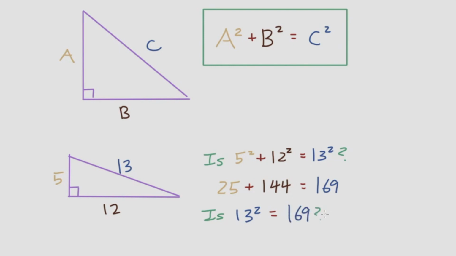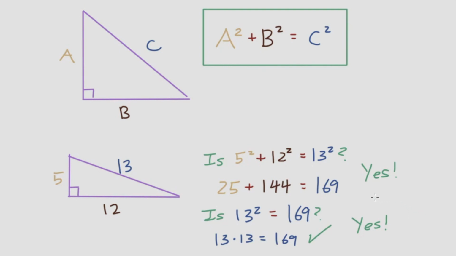Well, we know that 13 times 13 is 169. So as a result, that leads us to know that 13 squared is equal to 169. And so as a result, the Pythagorean theorem works in this case just as it works in every case involving right triangles. Now, what's really important is that this only works for right triangles, so don't try to do this with triangles that do not have a 90-degree angle.